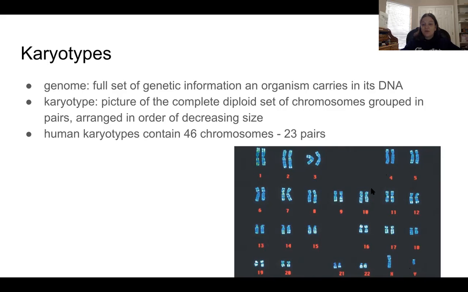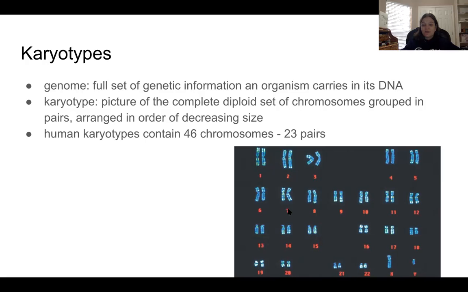So we put them in order, we pair them all up. They get stained, which is where this coloring comes from. So based on their staining pattern, we pair them up. And then also based on their length and where the centromere is. So there's several features that we can look for to identify which chromosomes should match. And then we put them in order based on their length. So we start with the longest ones and go to the shortest.